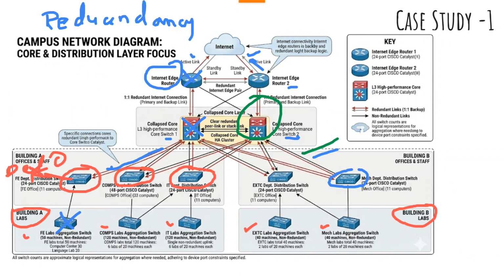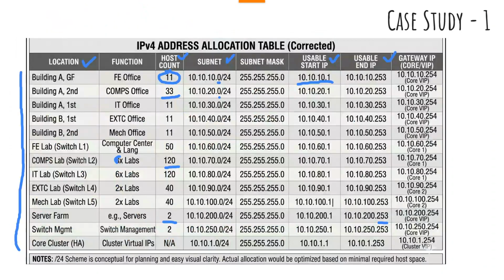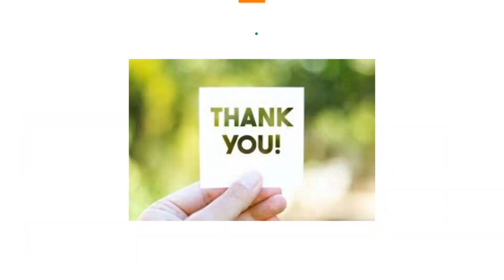Once this part is done, then you need to look at how to allocate the IP addresses. For IP address allocation, you need to be good at subnetting and understanding the subnetting calculations. So once this is done, that's the end of how to solve a case study. Okay, and case study based questions, design questions can be a part of your examination.